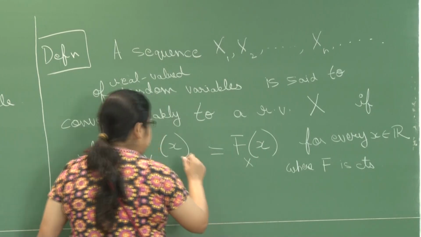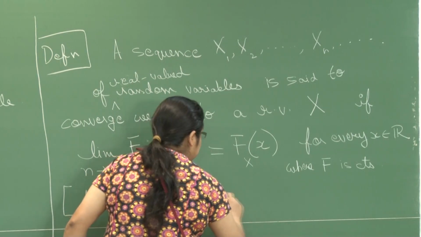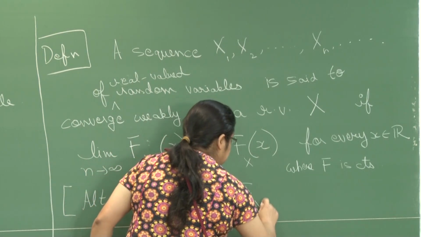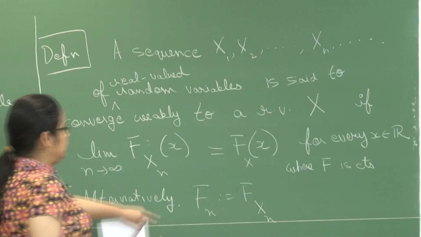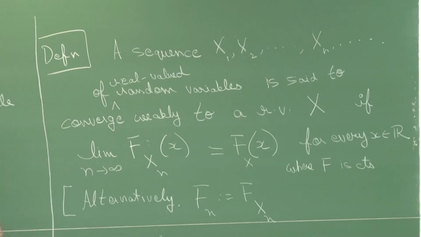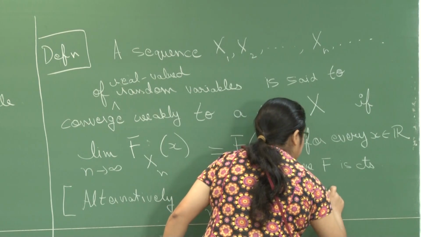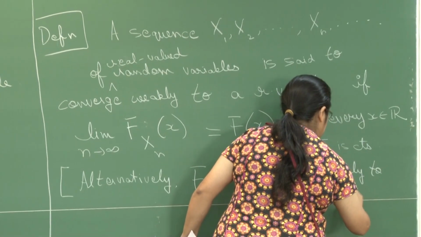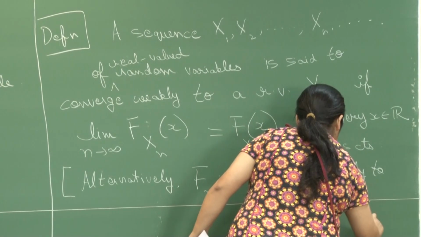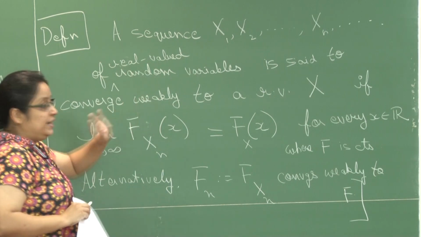Okay, so alternatively, we define F sub n to be equal to the distribution function of the random variable capital X sub n. We say that this converges weakly to F. There are different types of notions of convergence of random variables. We will be focusing on weak convergence.